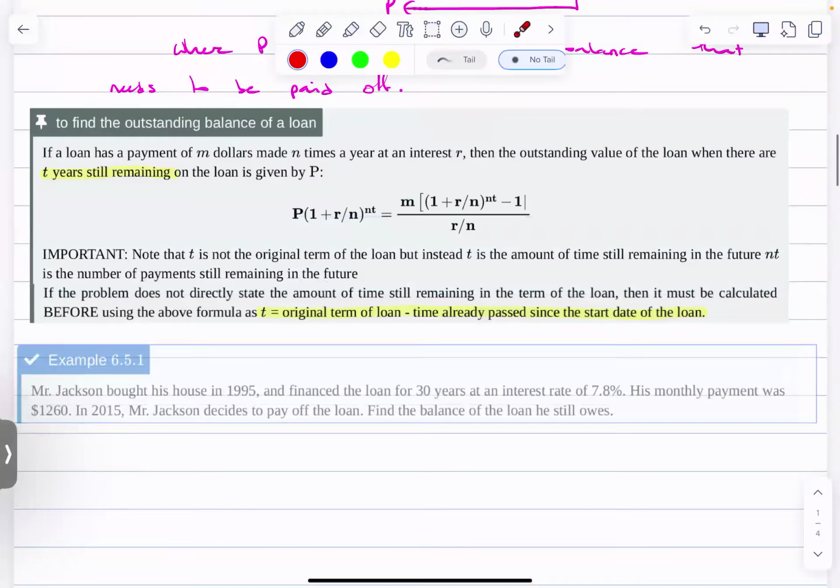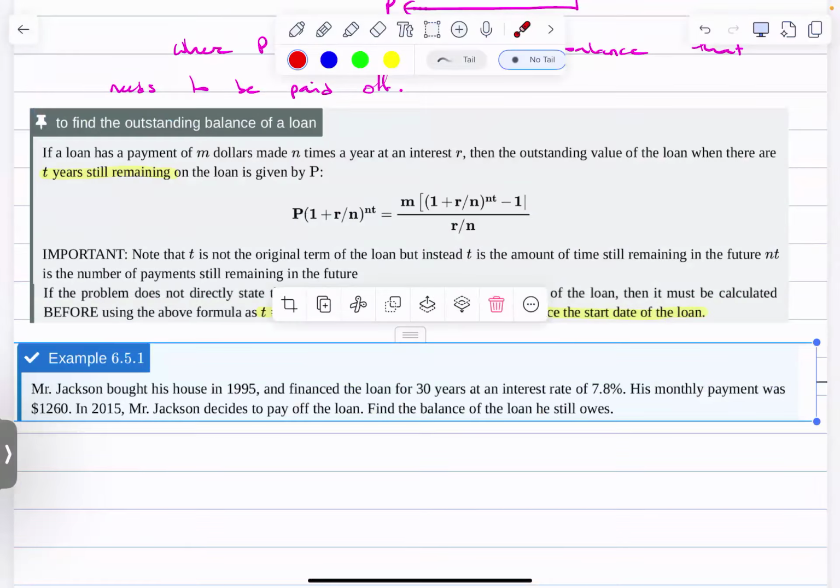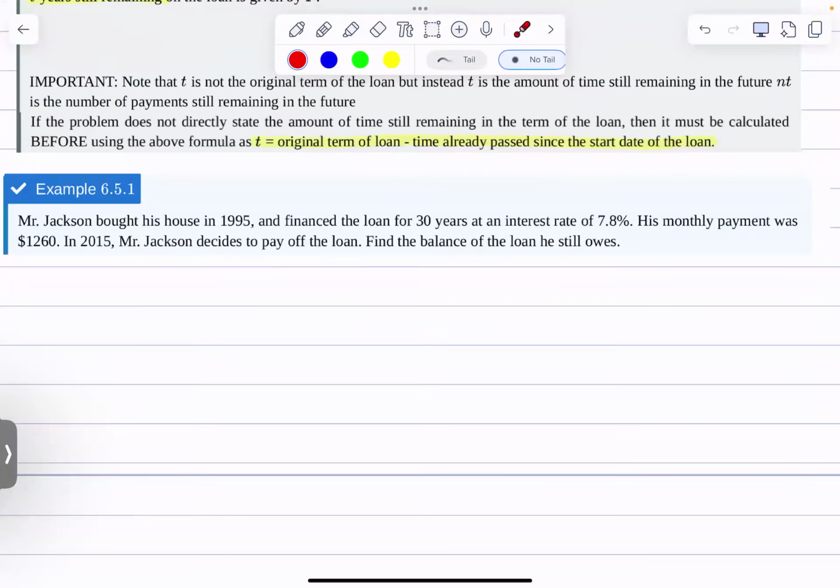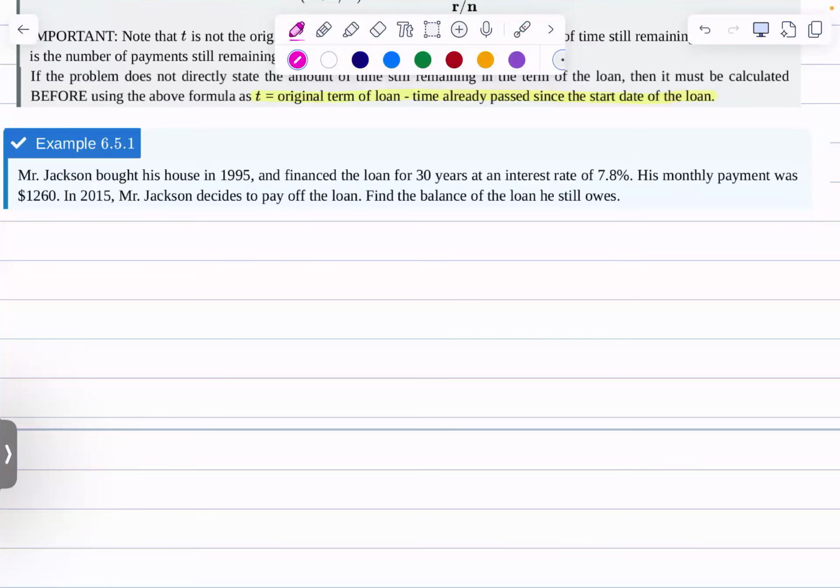Let's have a look at an example. Mr. Jackson bought his house in 1995 and financed the loan for 30 years at an interest rate of 7.8%. His monthly payment was $1,260. Then in 2015, Mr. Jackson decides to pay off the loan. Find the balance of the loan that he still owes. Maybe he just came into some money and he wants to pay off his mortgage, or he sold it, we don't know. But it doesn't matter.